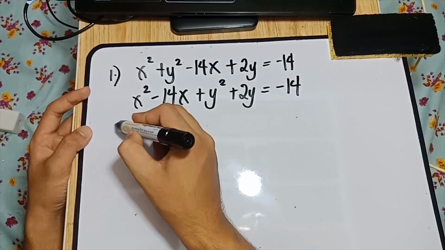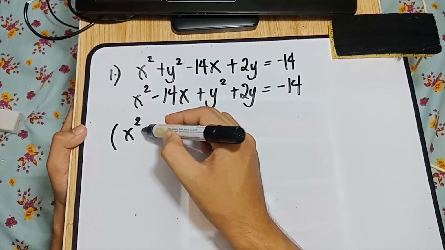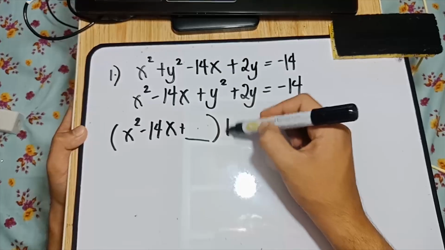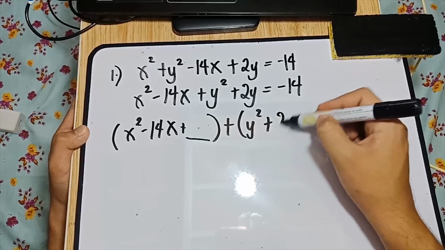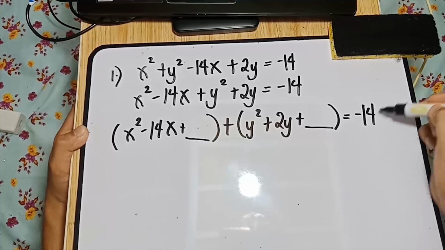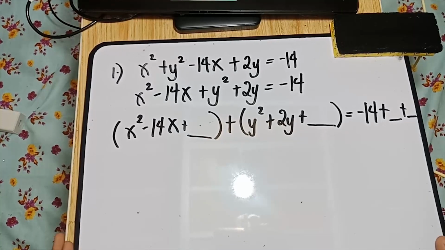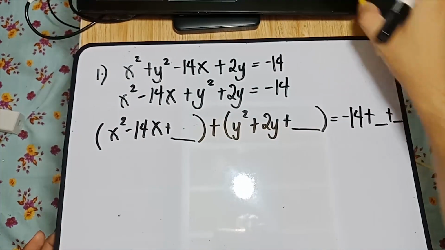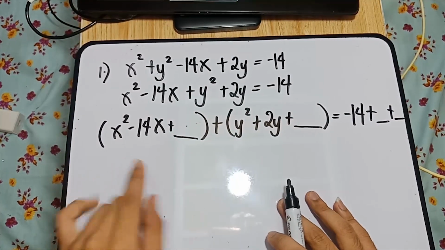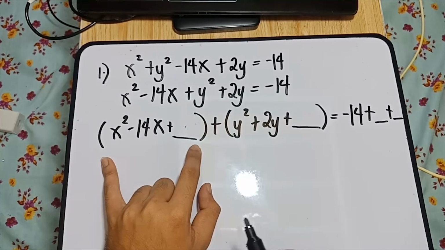So again, ikulong natin. Bago natin dagdagan, kulong muna natin. So x squared minus 14x, meron tayong idadagdag dyan, plus y squared plus 2y, meron tayong idadagdag dyan, equals negative 14. So, dalawa yung dinagdag natin. Sorry, hindi na kasya. So, pilitin na lang natin pagkasyahin. Sanay naman tayo dun. So, yun na nga. Ano ba yung idadagdag natin dito para maging perfect square trinomial? So, yun yung lagi nating tatandaan.